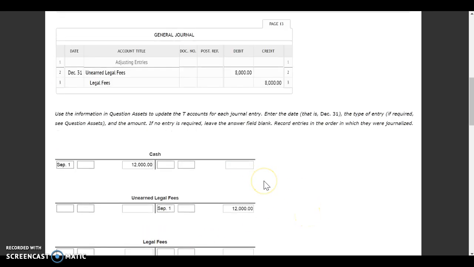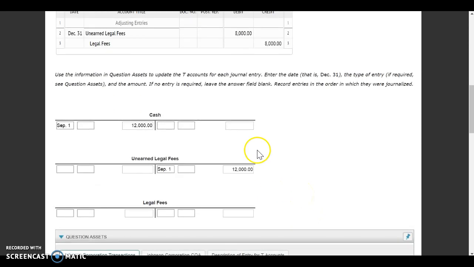Next one are my adjusting entries. So first I'm going to go to my unearned legal fees. December 31st is my date. I am going to give it a description because it's an adjustment. So I'm going to just label that as ADJ period. And then I have a debit of 8,000. So when I figure that out, that means that I still have $4,000 credit of unearned legal fees.